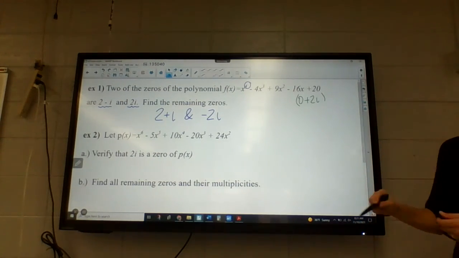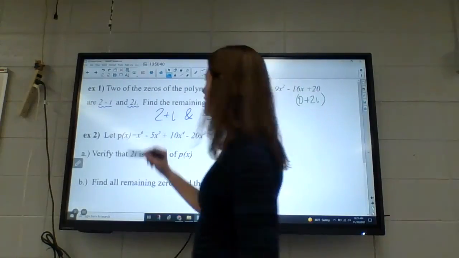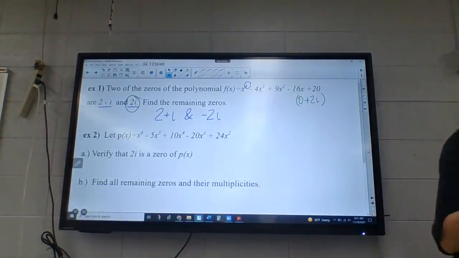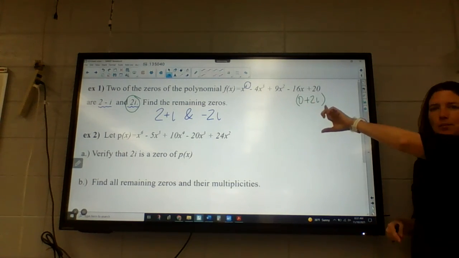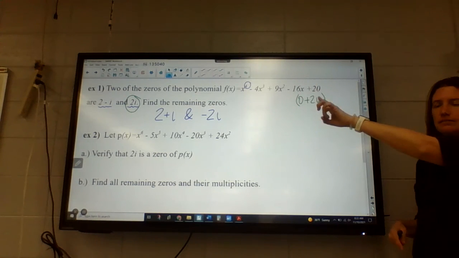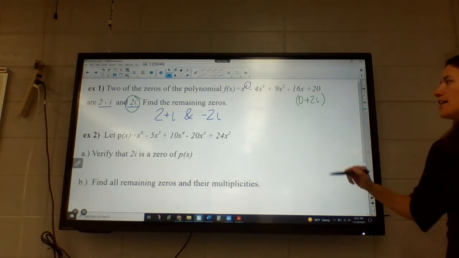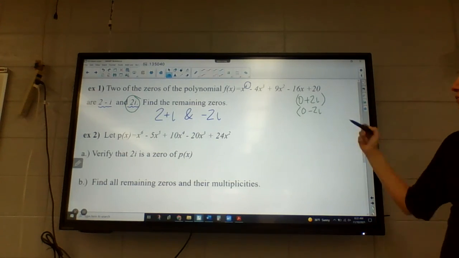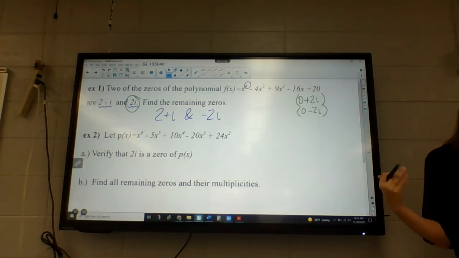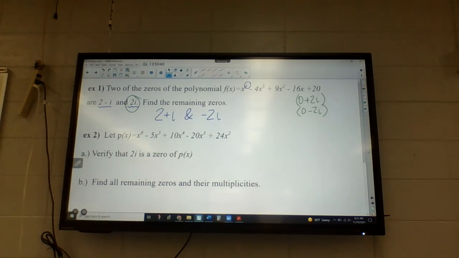To see how Becca knew that, the why behind it: do you agree that 0 plus 2i is the same as 2i? Yes. So the conjugate would be 0 minus 2i. We just don't write the zeros because we don't need them. So it's just about understanding conjugates with imaginary numbers. It's new to you guys, so it's okay.